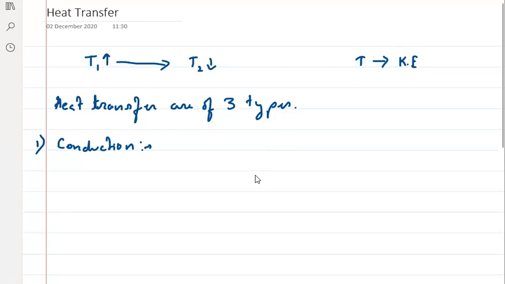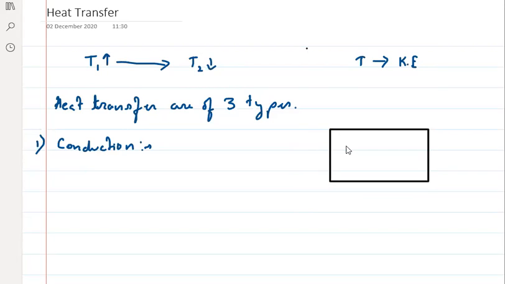Now think about it. Suppose I'm having a container. Let's have a container like this. Or you can imagine that this is a rod, and obviously, when you talk about any substance, it is made up of small atoms and molecules. So we have different atoms and molecules. Now my question is, what is the meaning of conduction?